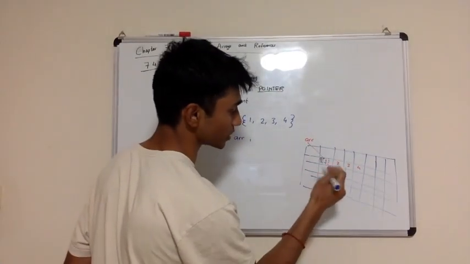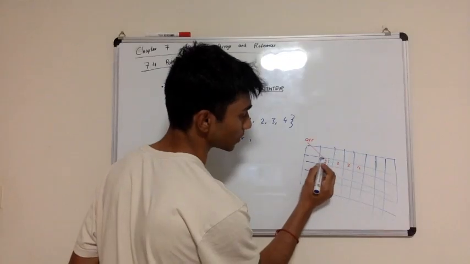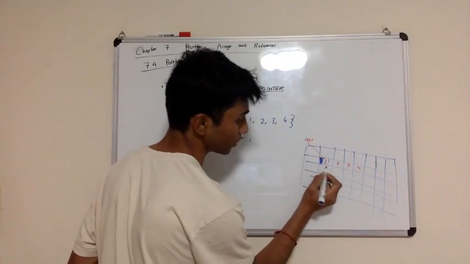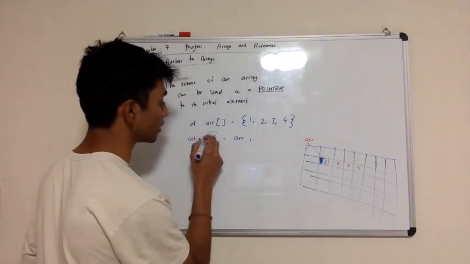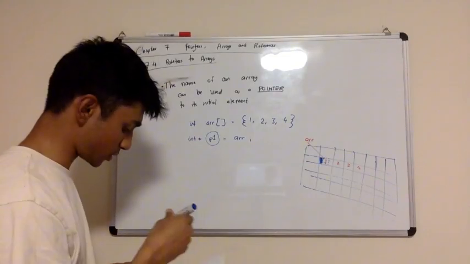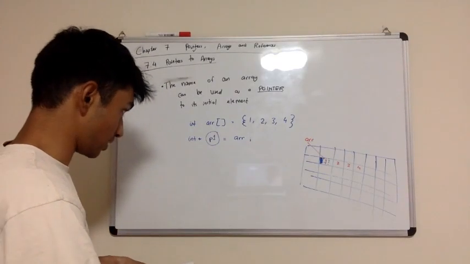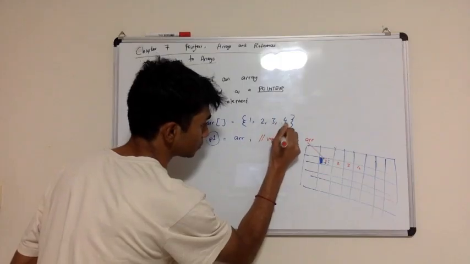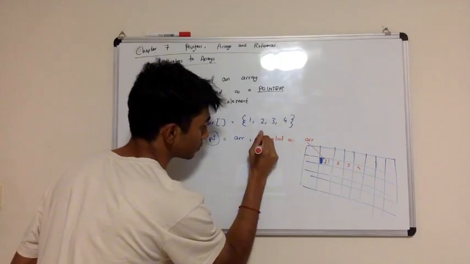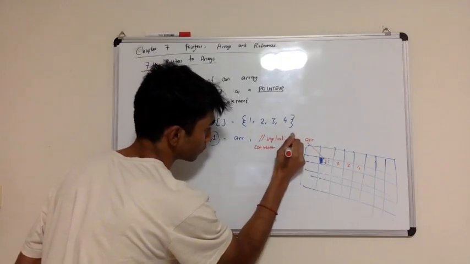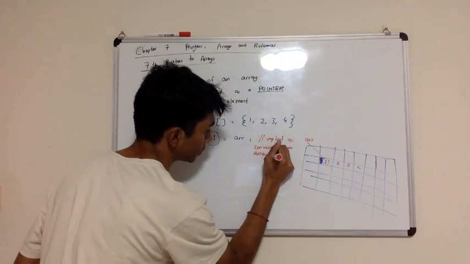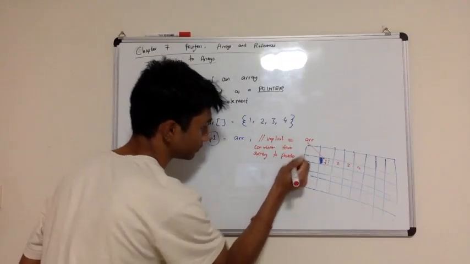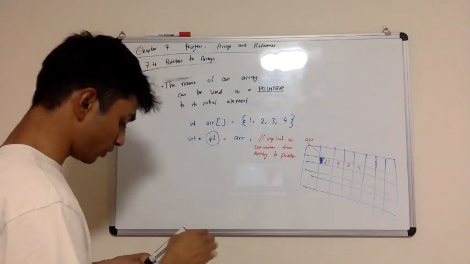I just broke that into 4 sections because there's 4 bytes in there. But the address of that first byte would be used as the value for p1. So that second line of code would trigger an implicit conversion from array to pointer.